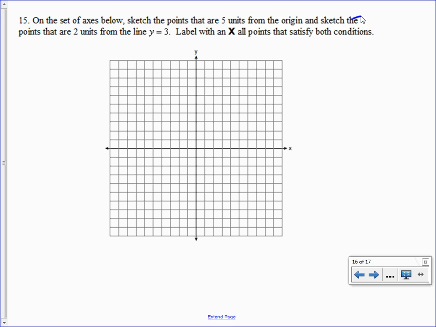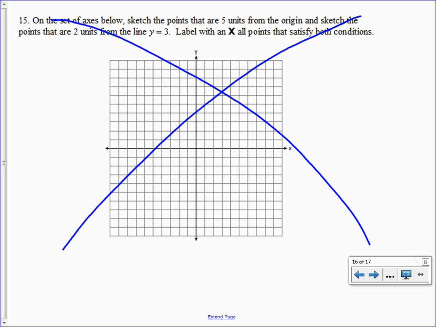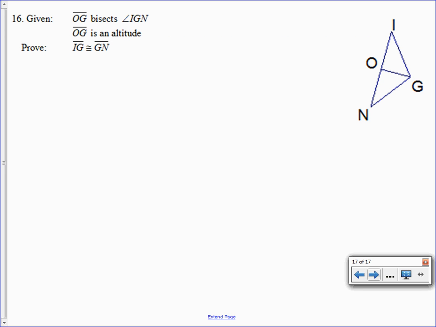Number 15, do not worry about that. It should not have made its way into the review sheet. I've had to delete it. Do not worry about that. You have not learned it yet. If you're home flipping out about it, it's okay. You do not learn how to do it yet. It will not be on the test.